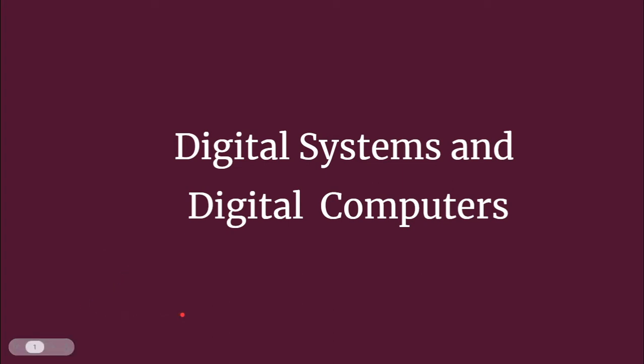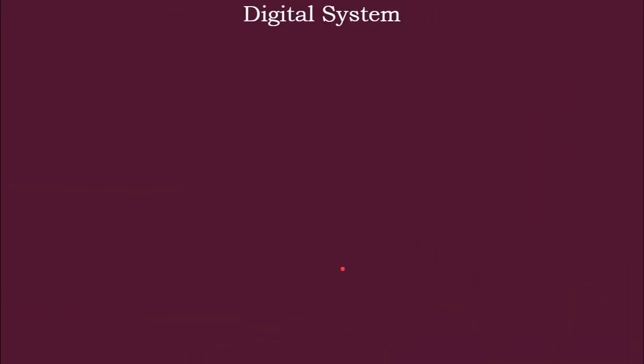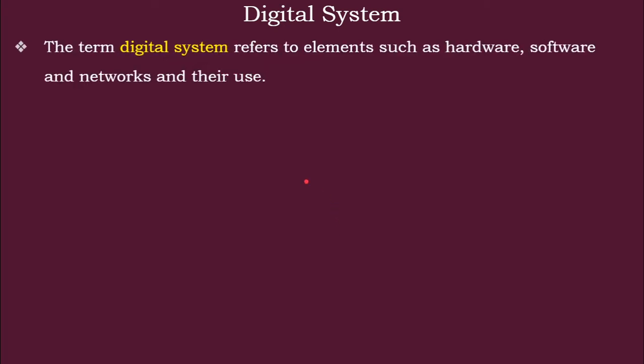Hello everyone, in this video we are going to see about digital systems and digital computers. Let us first define what a digital system is. A digital system refers to the elements such as hardware, software and networks and their use. That means it is a collection of hardware, software and networks and how they are used for various applications that together form the digital system.